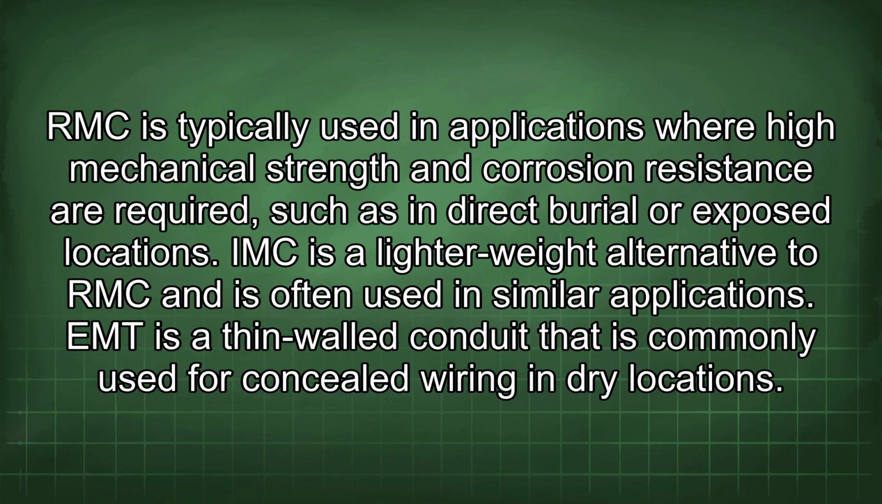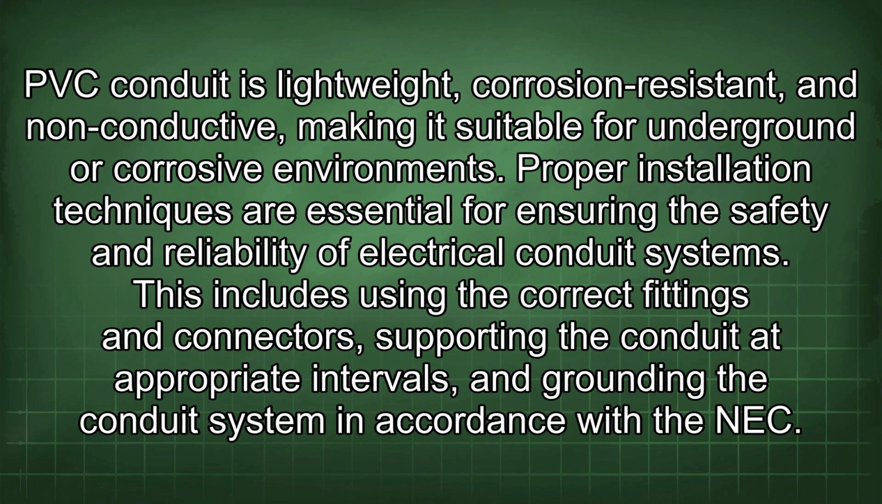RMC is typically used in applications where high mechanical strength and corrosion resistance are required, such as in direct burial or exposed locations. IMC is a lighter weight alternative to RMC and is often used in similar applications. EMT is a thin-walled conduit that is commonly used for concealed wiring in dry locations. PVC conduit is lightweight, corrosion-resistant, and non-conductive, making it suitable for underground or corrosive environments.